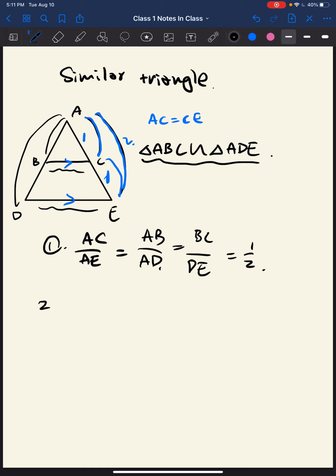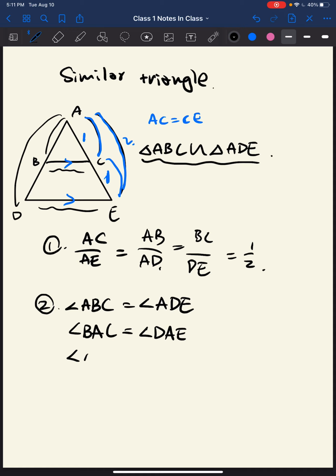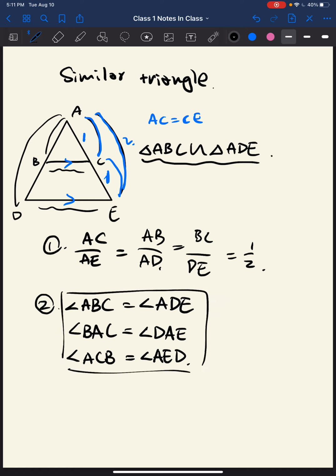The next information we can get from the similarity is angle ABC equals angle ADE, angle BAC equals angle DAE, and angle ACB equals angle AED. So all these six angles are basically corresponding angles. For example, ABC is this one, ADE is this one. So these two are the corresponding angles of these two similar triangles.